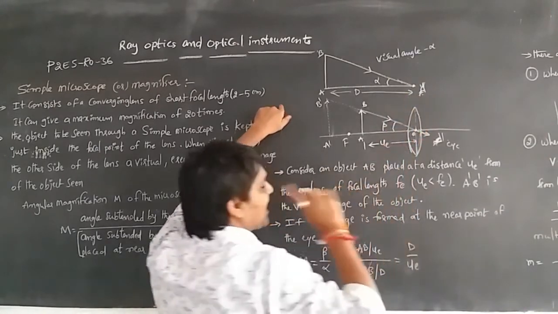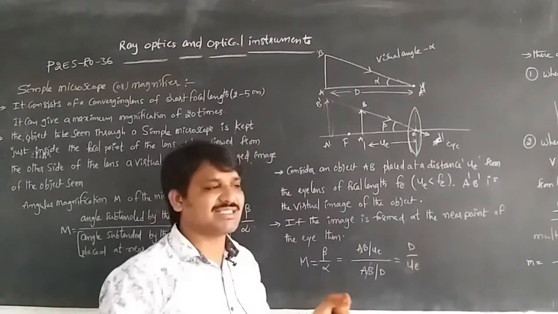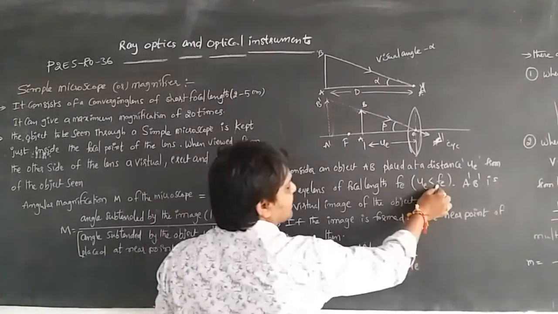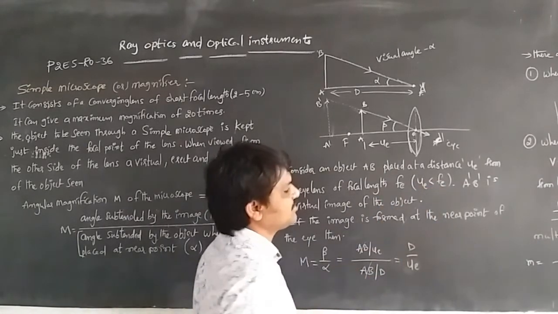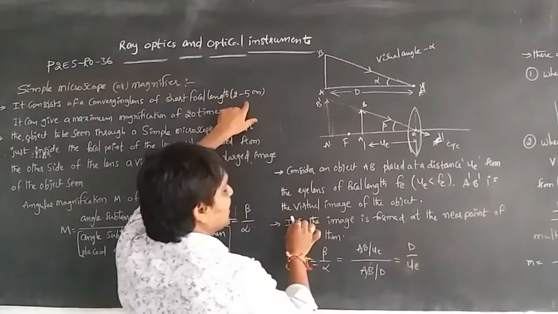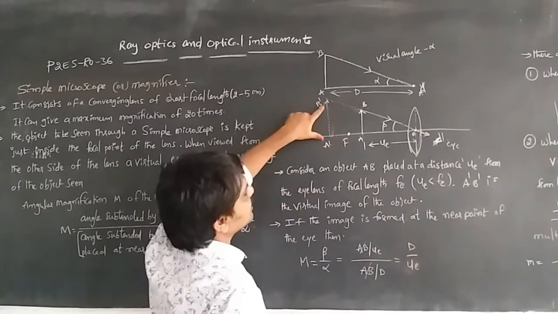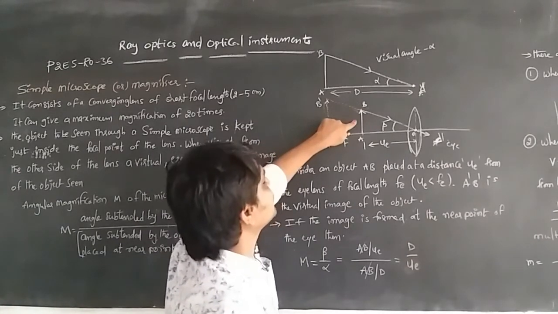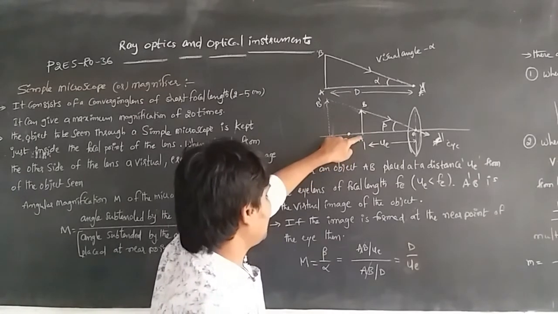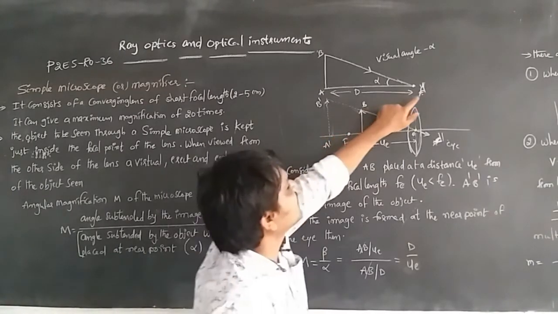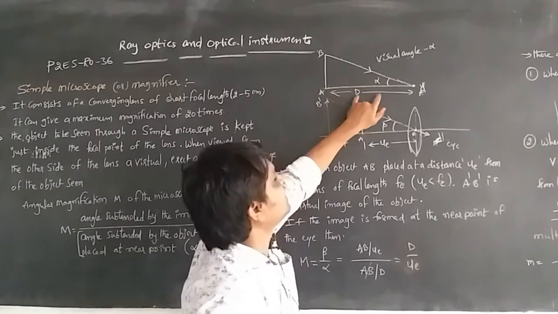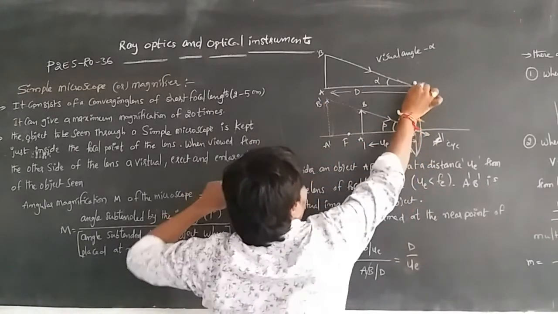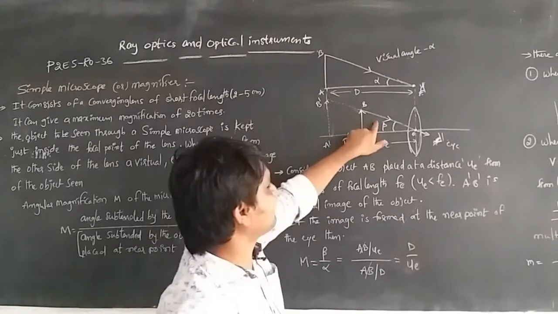The eye lens has focal length f_e, which is greater than the distance of the object. Then A'B' is the virtual, erect image of the object. If the image is formed at the near point of the eye, D, the image is also formed at the near point of the eye.